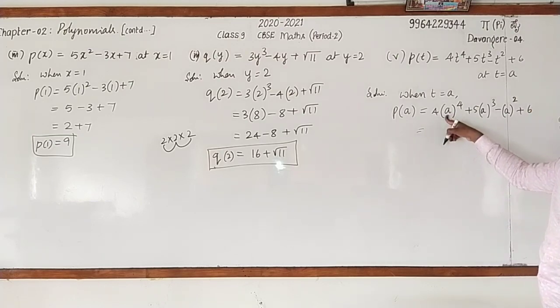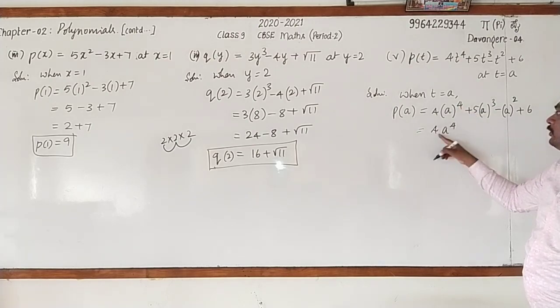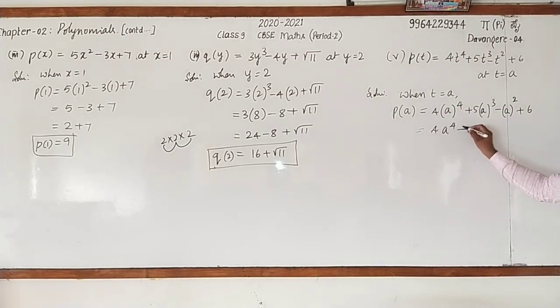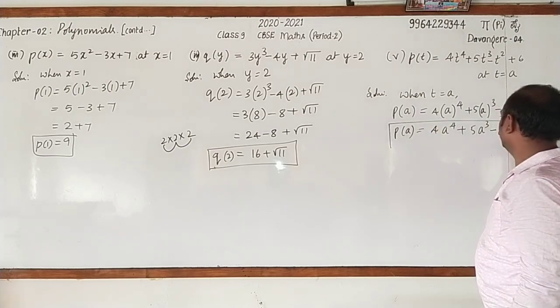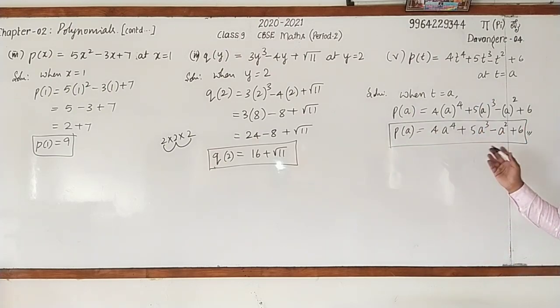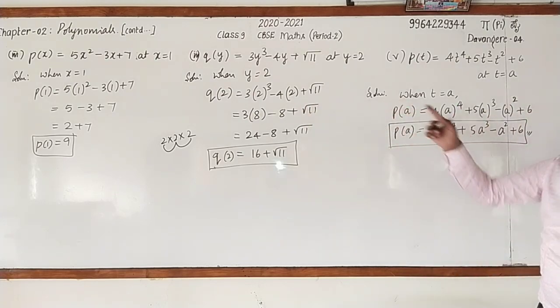It is equal to a raised to the power 4, that is 4a raised to the power 4, plus 5a cube minus a square plus 6, and this is the value of p of a. Got it? Such a simple one it is. Please go for copying from there to here.